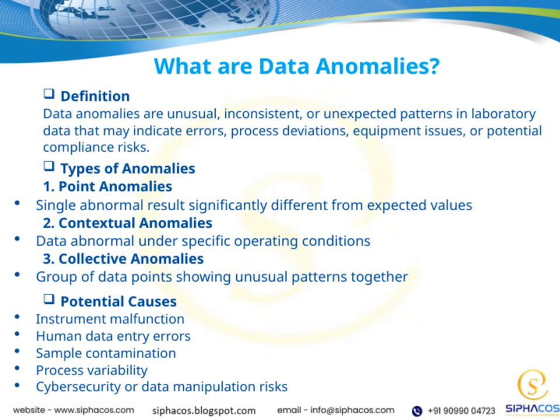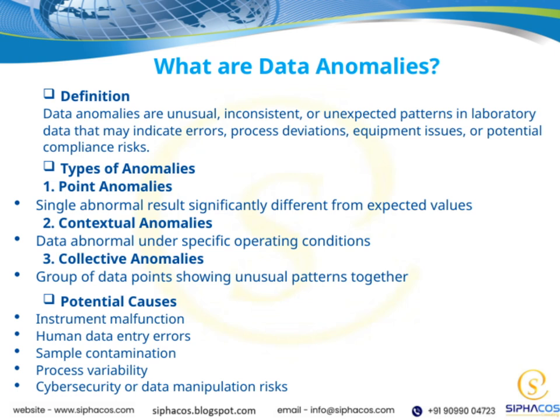Now, let's talk about the different types of anomalies. First, we have point anomalies, which occur when a single result is significantly different from what we expect. Imagine a lone test result that's way outside the normal range. That's a point anomaly. Then, there are contextual anomalies, where the data might look normal in one context but abnormal under specific operating conditions. For example, a measurement that seems fine during normal operation but appears unusual during a particular process phase. Lastly, collective anomalies involve groups of data points that, together, show unusual patterns. These are more subtle but equally important to identify.